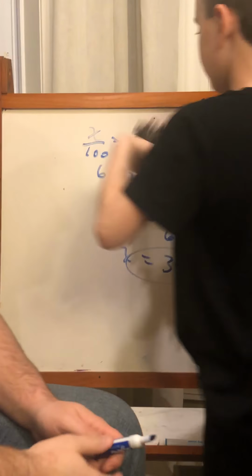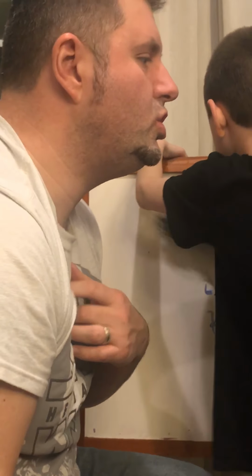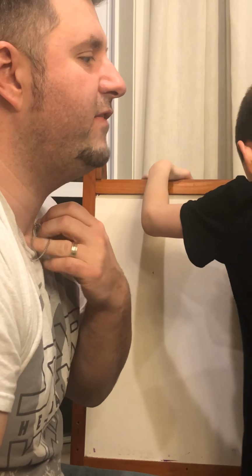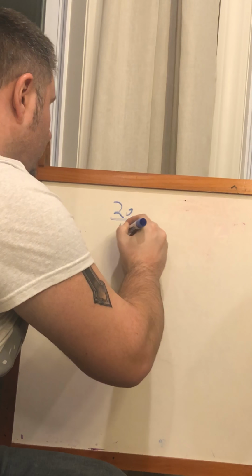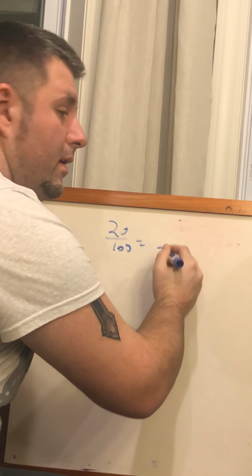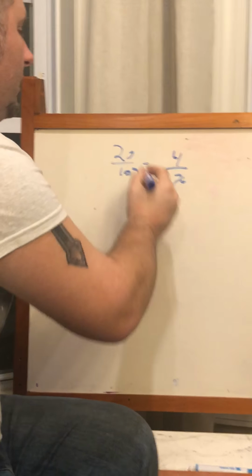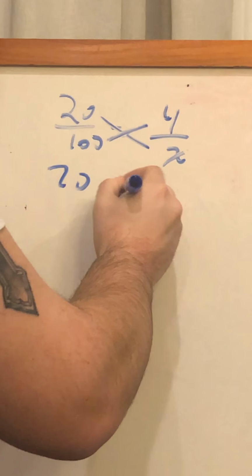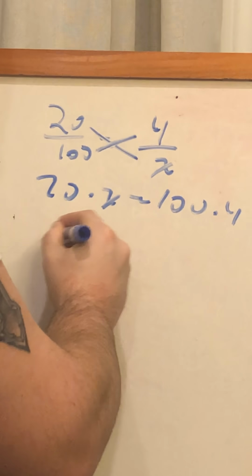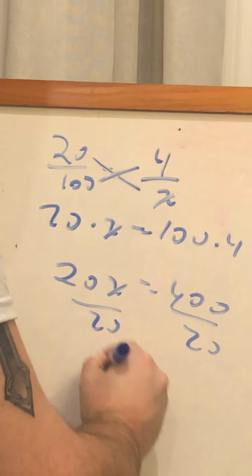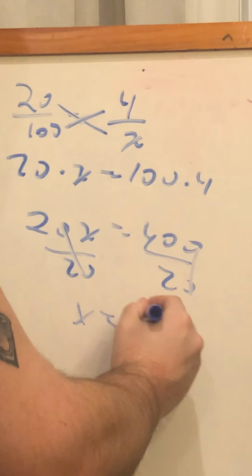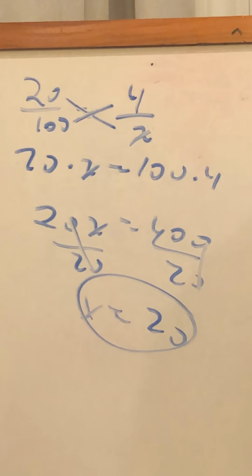Okay, last one. Ryan has binge watched 4 episodes of his favorite Netflix show. If this represents 20% of the shows, how many shows are there in the entire season? We want the total. We know it's the percent over 100, and the part he's watched is 4 episodes. We cross multiply here, 20 times x, 100 times 4, 20x equals 400, divide by 20, divide by 20, x equals 20. There are going to be 20 shows in total.